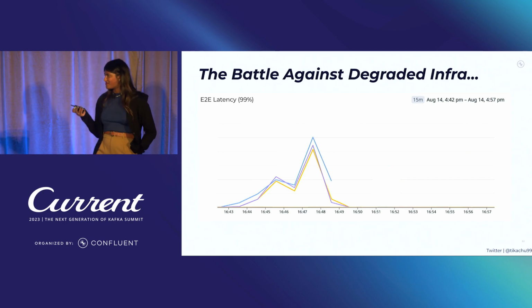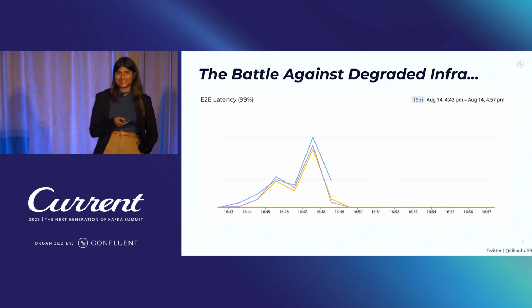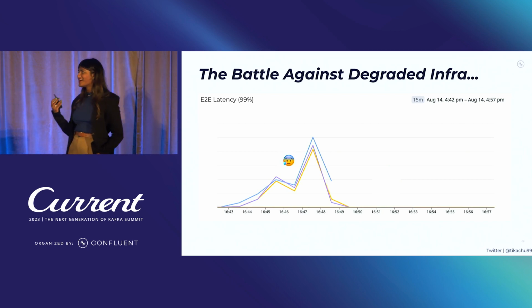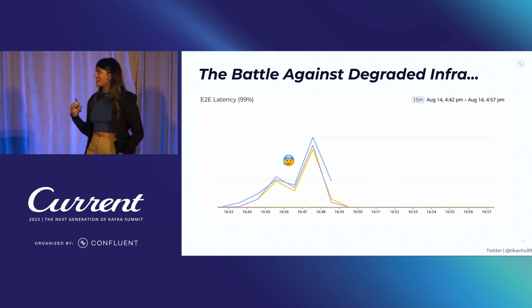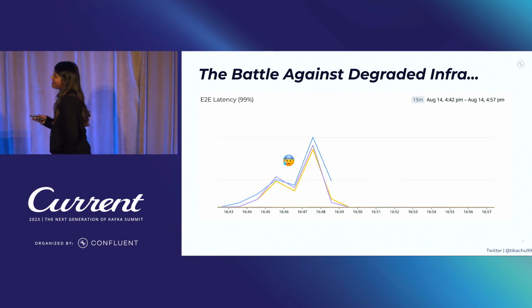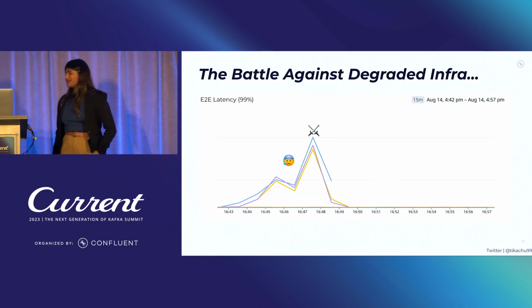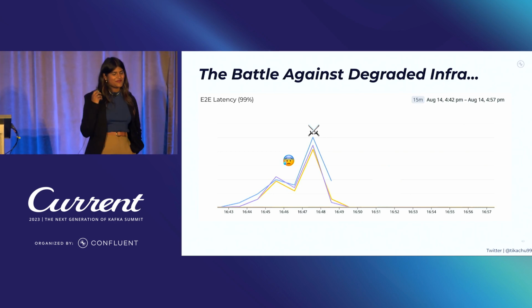But the battle against degraded infra begins, and this is an instance of transient degraded storage. As you can see, we're starting to get a little bit nervous. Our latencies are starting to climb, and then they hit the peak over there because our mitigation finally kicked in and the battle begins.